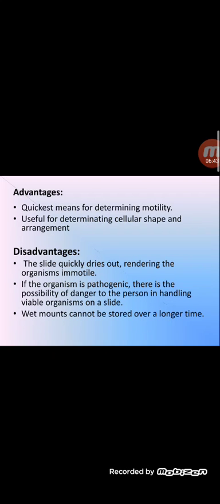Next, the advantages of this method are: it is the quickest means for determining motility, and it is useful for determining the cellular shape and arrangement. These two are the advantages. Then the disadvantages are, the slide quickly dries out and the organism becomes immotile. So this is the simplest method. The slide gets dried up very fast, so it is one disadvantage.